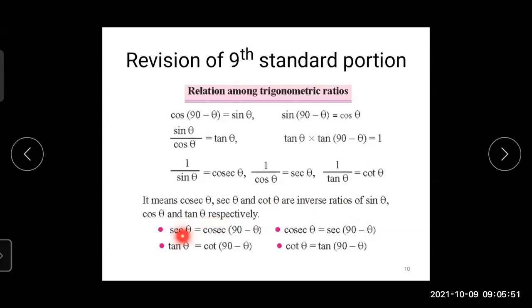So sec theta is equal to cosec 90 minus theta, cosec theta is equal to sec 90 minus theta, tan theta is equal to cot 90 minus theta, and cot theta is equal to tan 90 minus theta.